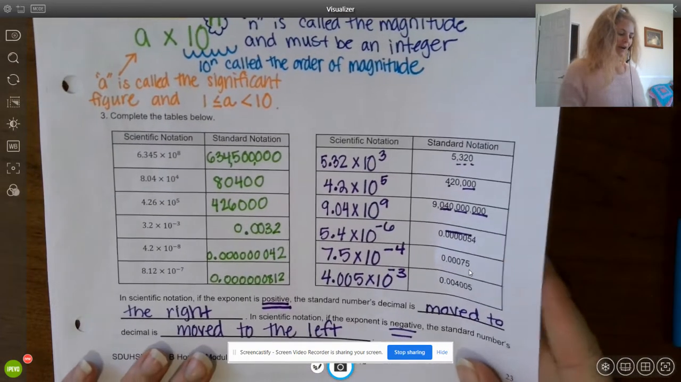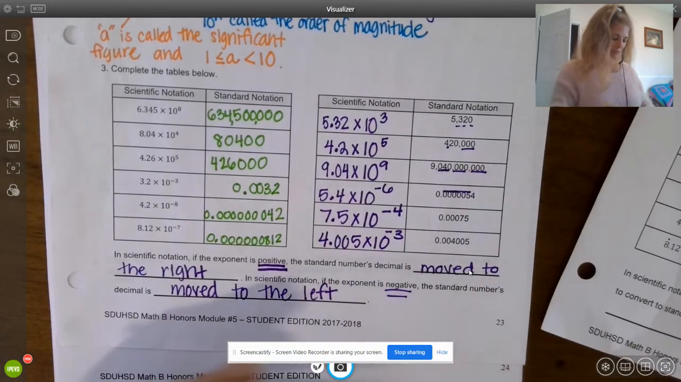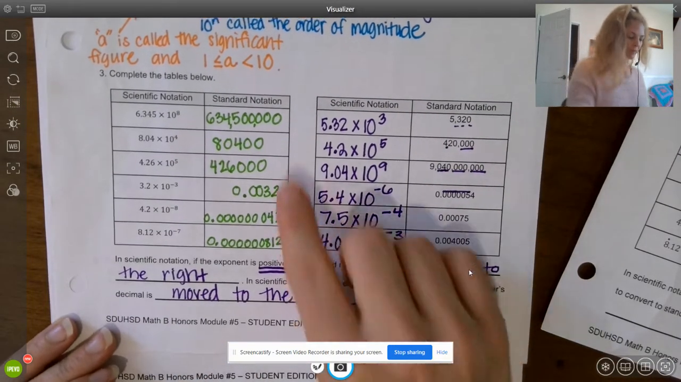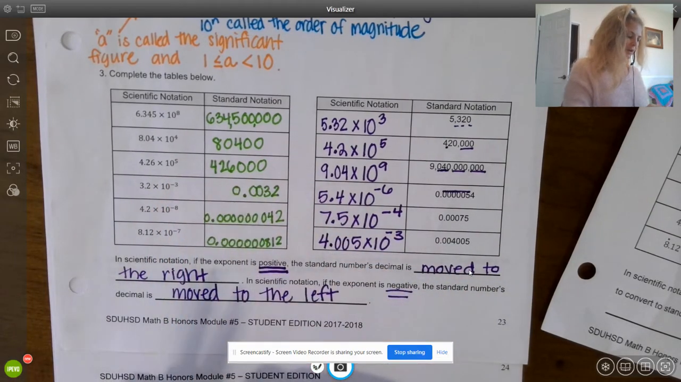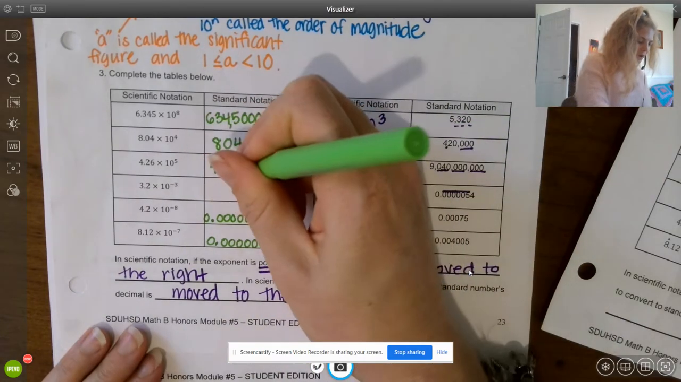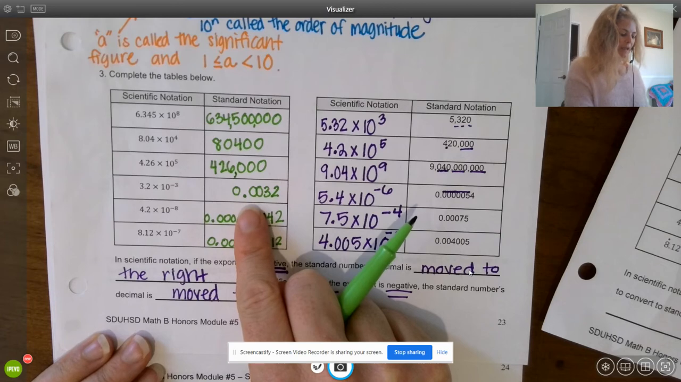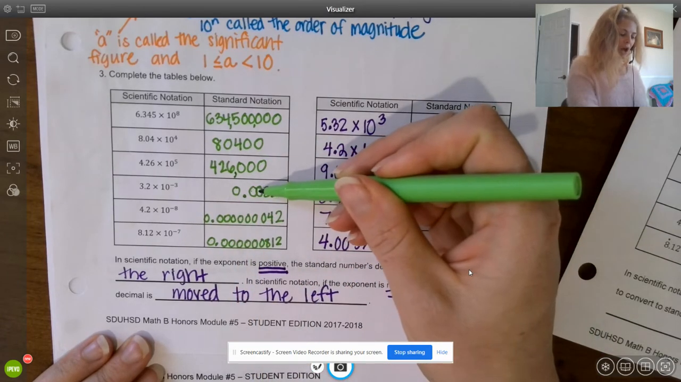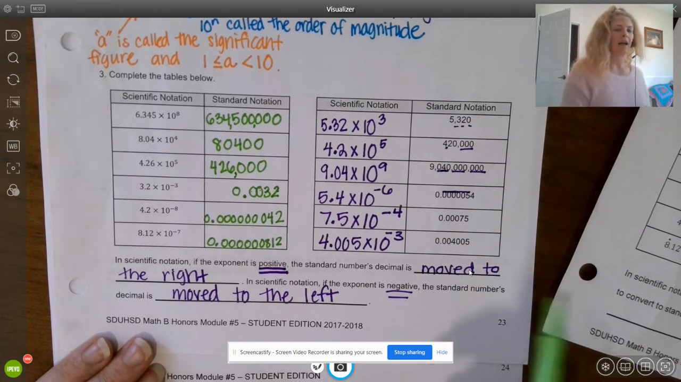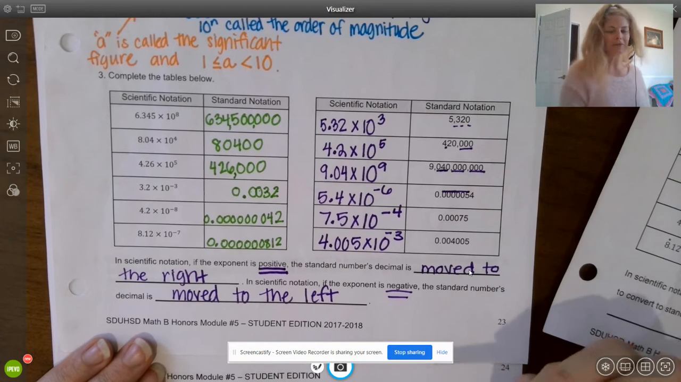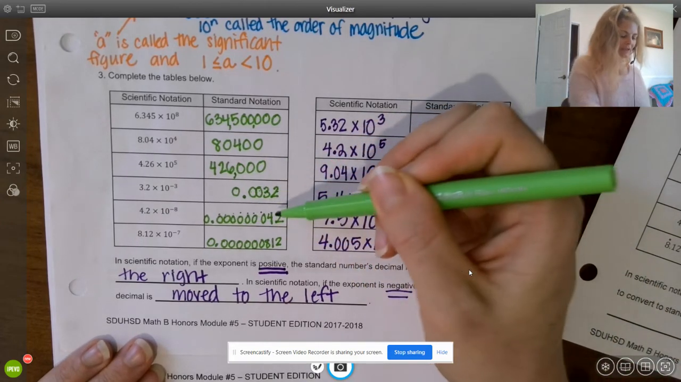Okay, let's see how we did. Where did we leave off? 4.26 times 10 to the 5th, we're going to end up with 426,000. 3.2 times 10 to the negative 3rd. This is the tenths, hundredths, thousandths, ten-thousandths, so that's 32 ten-thousandths. And then the next one, I'm not going to try saying it right now, but 1, 2, 3, 4, 5, 6, 7 zeros, and then 42.